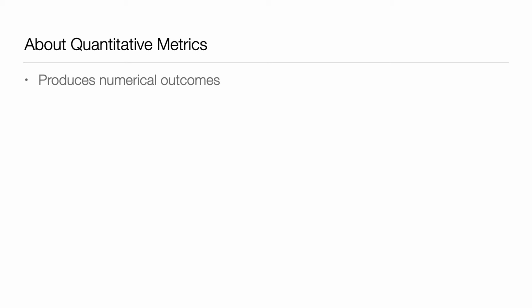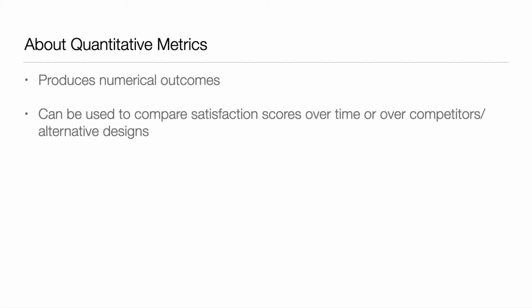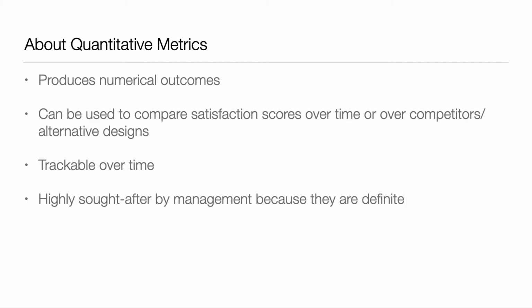So, quantitative metrics produce numerical outcomes. They can be used to compare satisfaction scores over time or with competitors. It gives you that great benchmark because they are trackable over time. And for that reason, they are highly sought out by managers because they can define what is going on. However, they have a limitation. They only show what is happening and not why. And that is why quantitative scales need to come with qualitative scales.